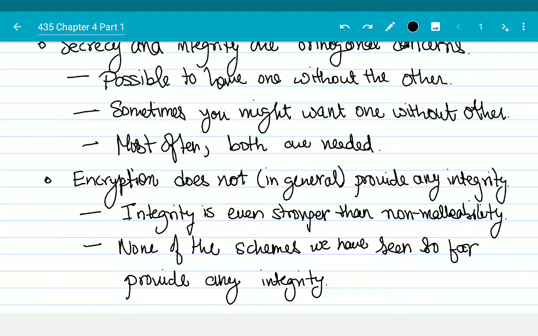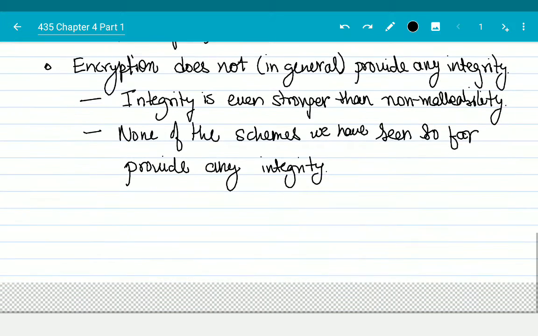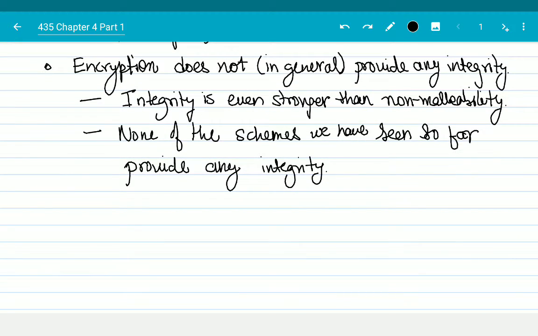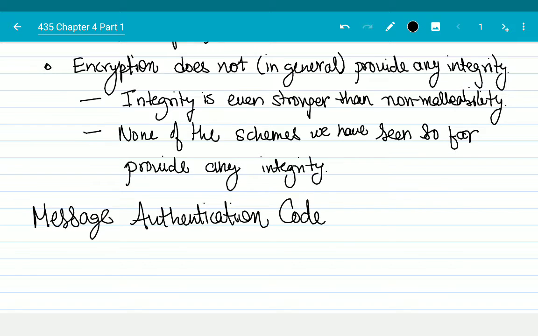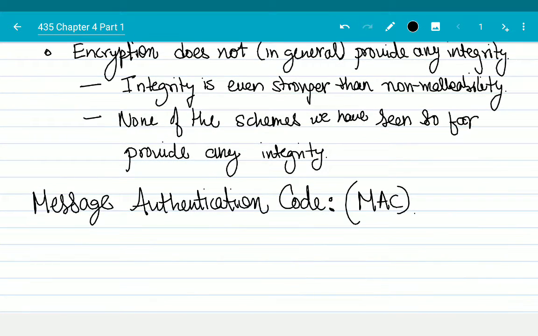Okay. So the standard integrity protocol or algorithm that we are going to look at would be the message authentication code, referred to as MAC, not for Macintosh. Okay, that's a completely different thing.